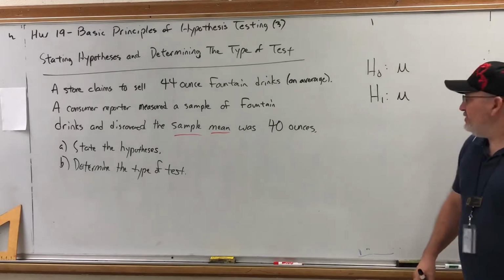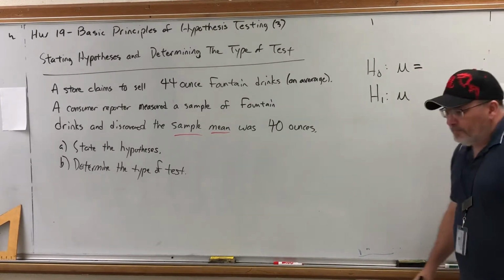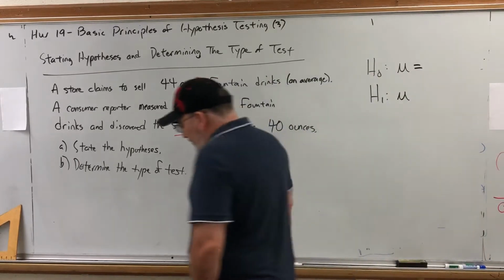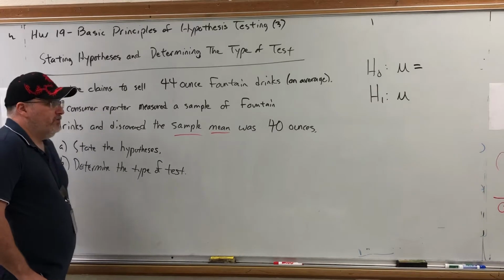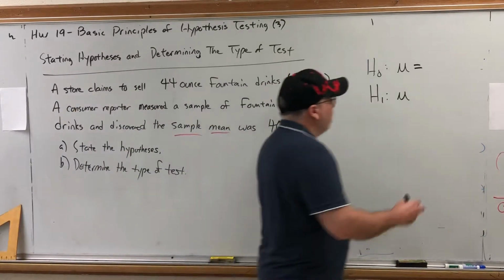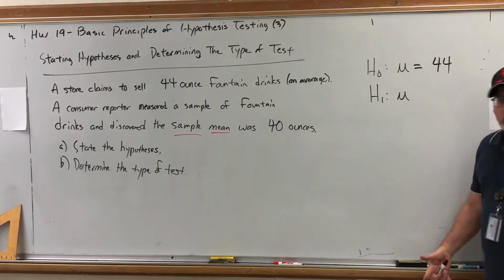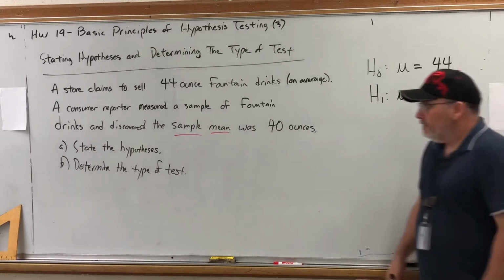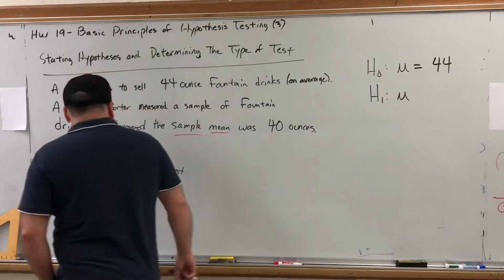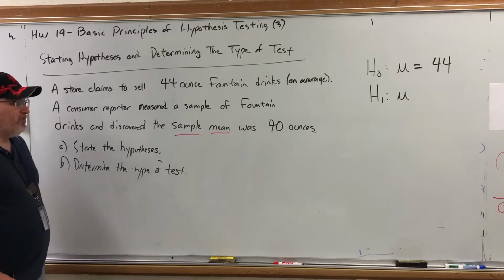For our purposes, the null hypothesis will always be equal. So what is the store claiming about the mean of all their fountain drinks? That it's 44 ounces. Hi, I own the store and I claim that on average our fountain drinks have 44 ounces of beverage. But the reporter has evidence to the contrary. He discovered that the sample mean was 40 ounces.